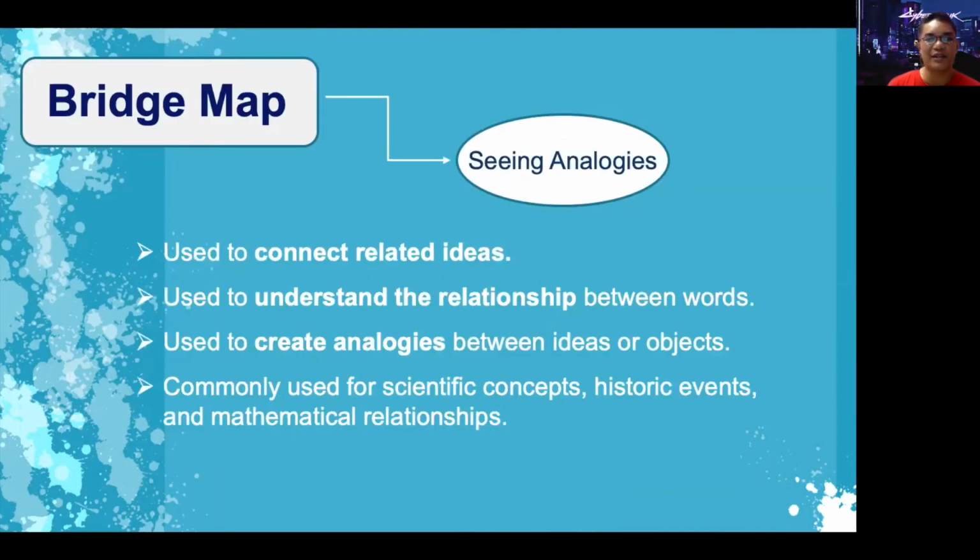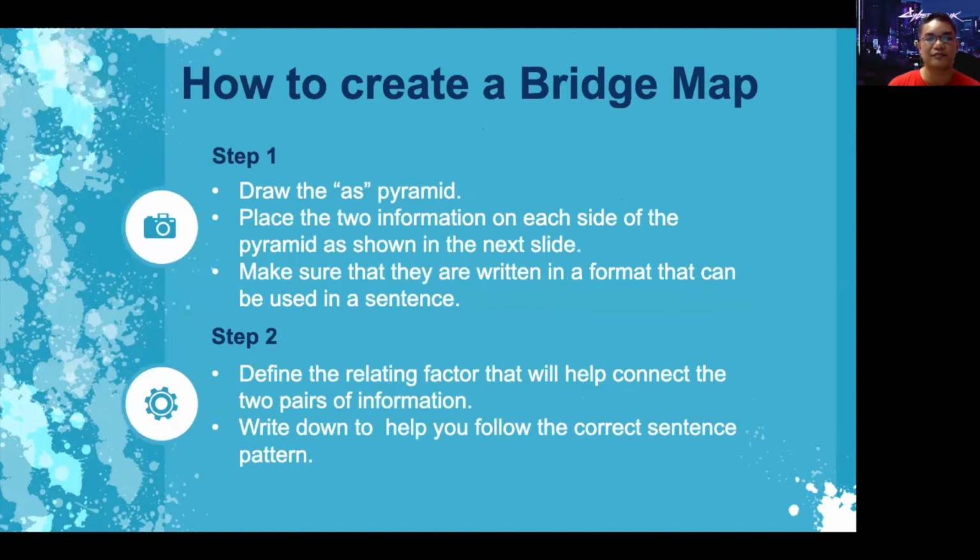Bridge map, used to connect related ideas, used to understand the relationship between words, used to create analogies, commonly used for scientific concepts, historical events and mathematical relationships. Ini cara macam nak buat. Draw the S pyramid, place the two information on each side. Make sure that they are written in a format that can be used in a sentence.